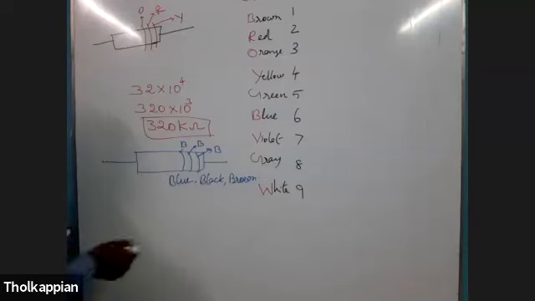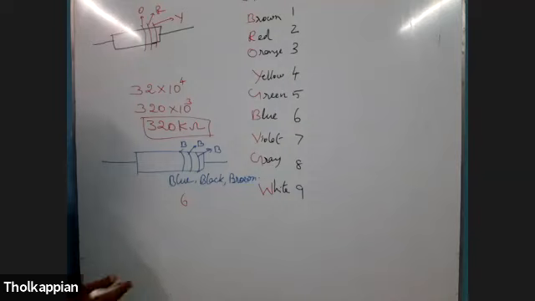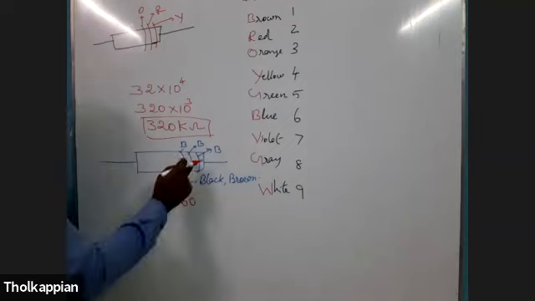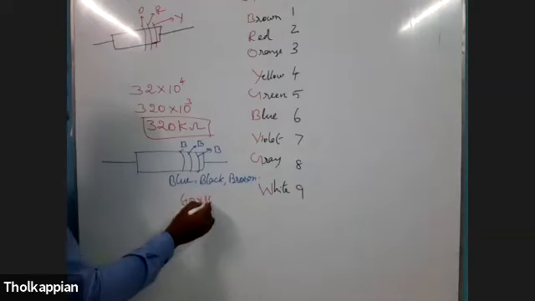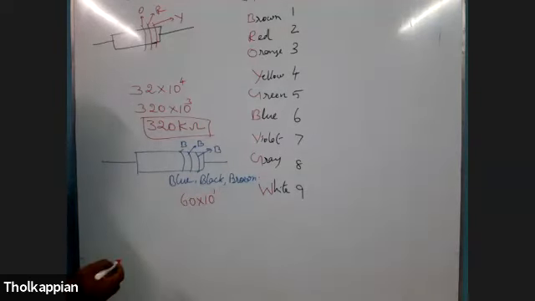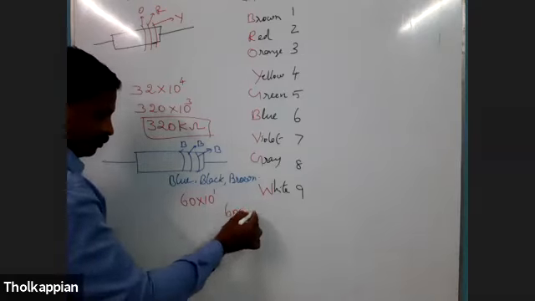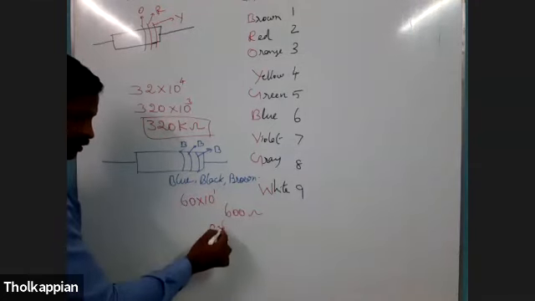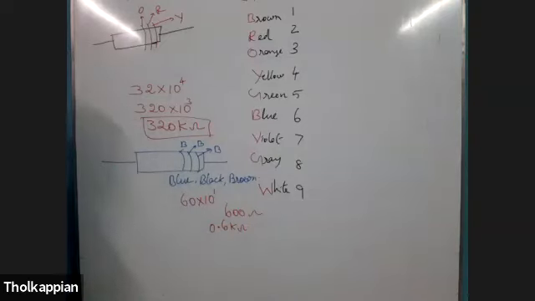How can you find it? For the first color, blue, the place value is 6. And second, black color, that is 0. So write 0. And third one is brown. Brown is 1. So you write into 10 power 1, which is 10. So you can write 600 ohms, or else 0.6 kilo ohms.